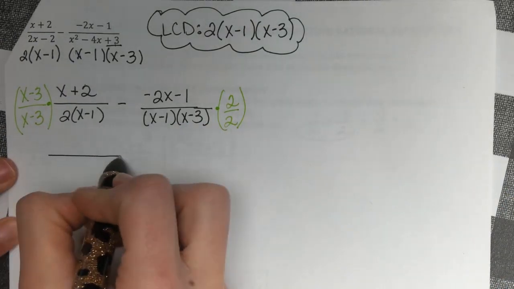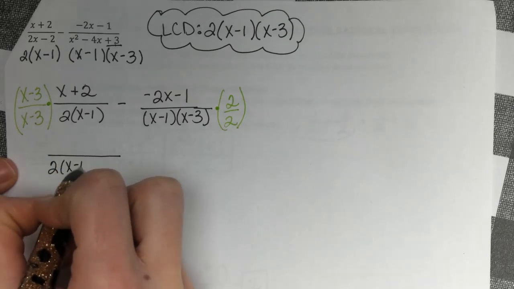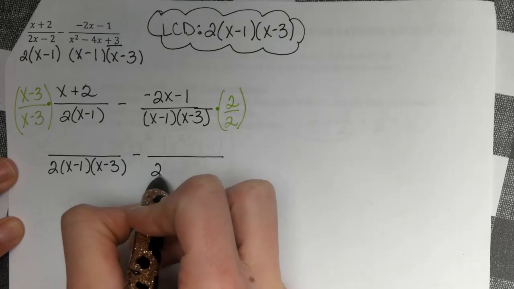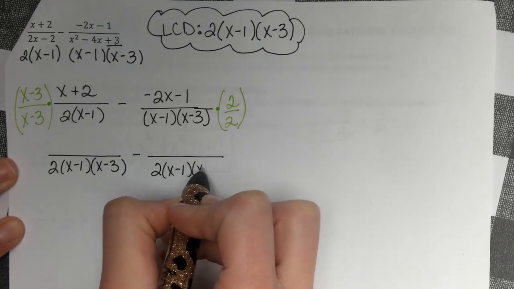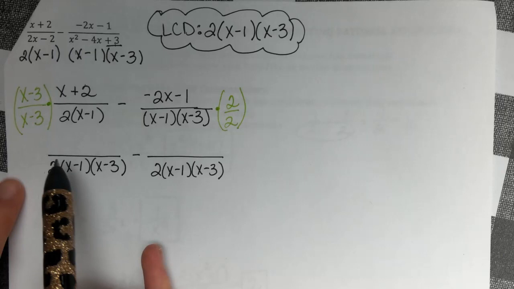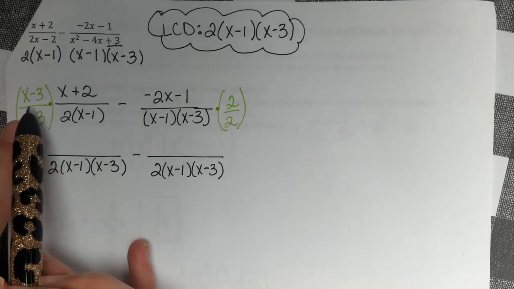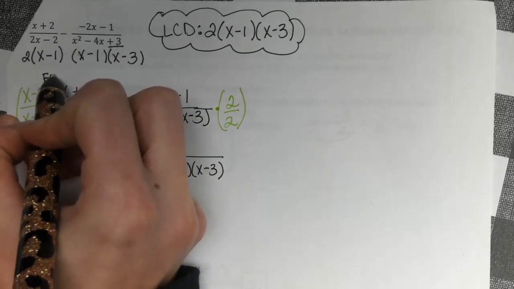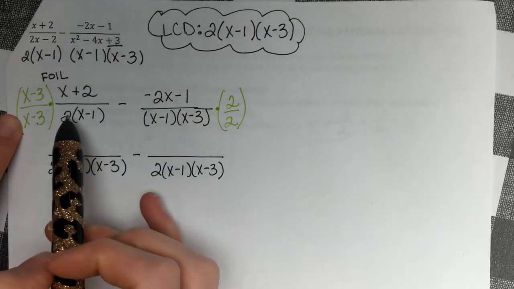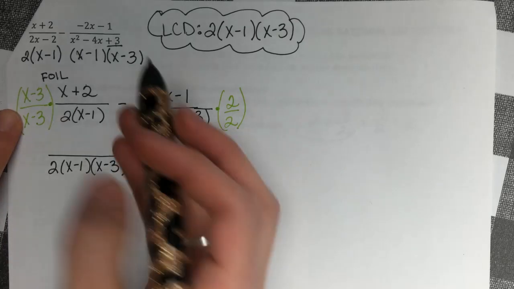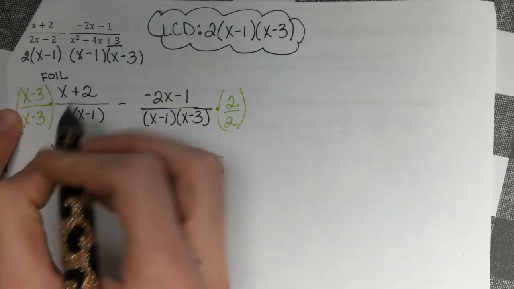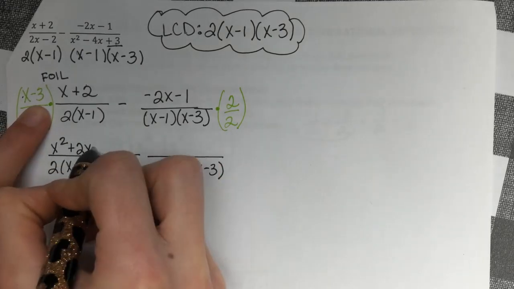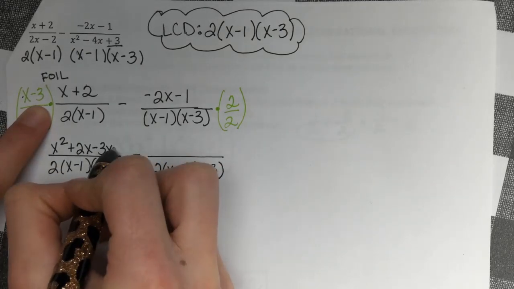So my denominators consist of my LCD. Okay, my numerator, I've got x minus 3 times x plus 2. I'm going to have to FOIL that. Okay, so x times x would give me x squared. X times 2 would give me 2x, minus 3x, minus 6.